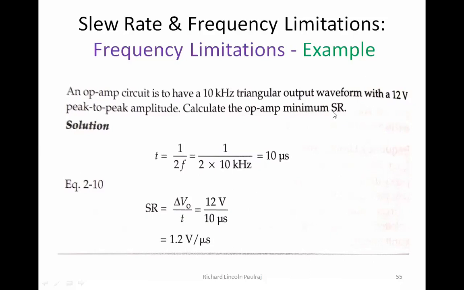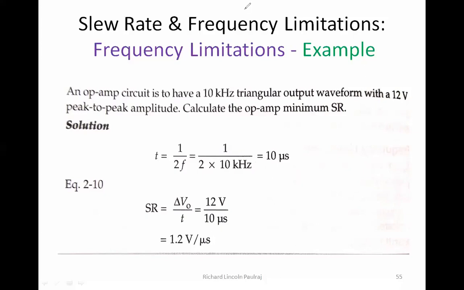And calculate the op-amp minimum SR. So SR is nothing but slew rate. So we know that, because of the sampling theorem, we choose a frequency about 2 times, right? So frequency and time are inversely proportional to each other. So I want to find out time. So time is equal to 1 divided by 2f, right? I have the frequency, which is 10 kilohertz, right? So am I getting 10 microseconds here, students? Yes, are we getting about 10 microseconds?